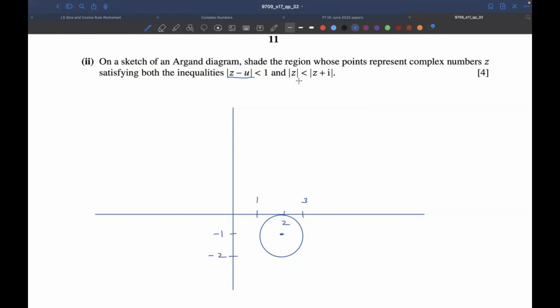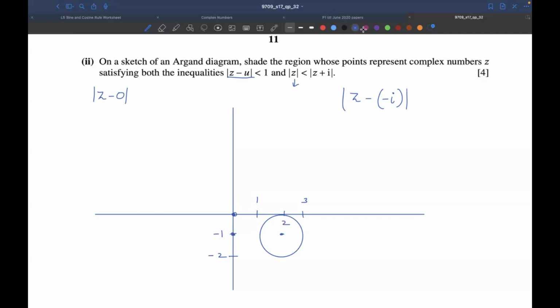And it also says that |z| < |z + i|. Now, to make this, what we know is that it means the distance of z from the origin, because we don't write z − 0, and the distance of z from −i. We can write it as z minus (−i) to understand it better. So the distance of z from the point −1 is lesser.